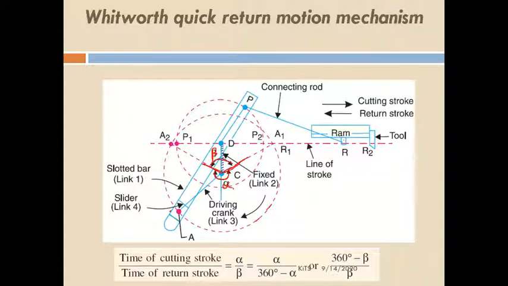So the return stroke angle is much less than the forward stroke angle. That's why they call this a quick return mechanism. So time of cutting stroke divided by time of return stroke equals alpha by beta, which is equal to alpha by 360 degrees minus alpha, or 360 degrees minus beta divided by beta.